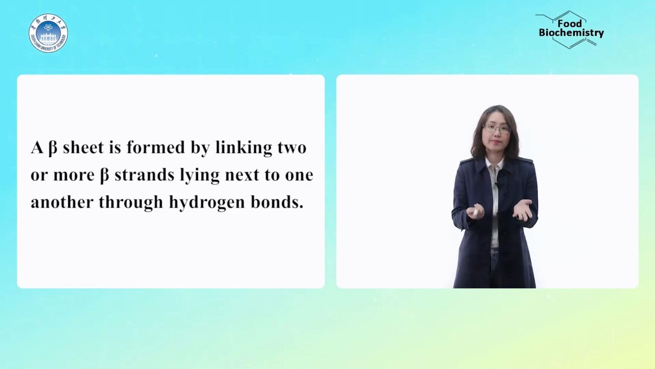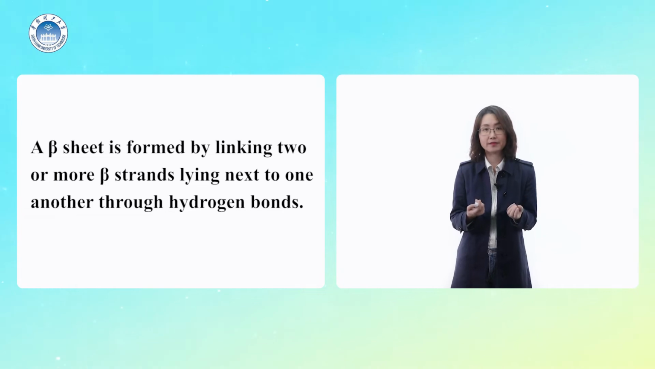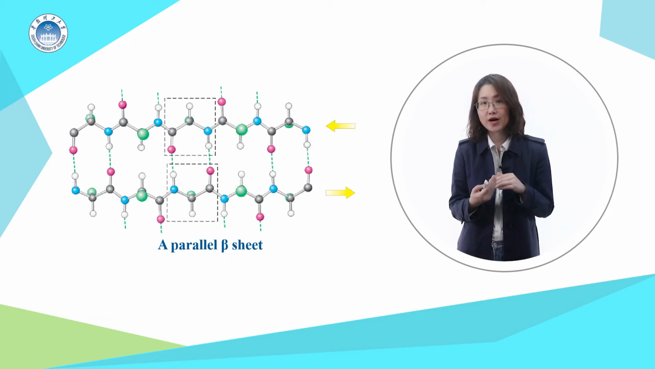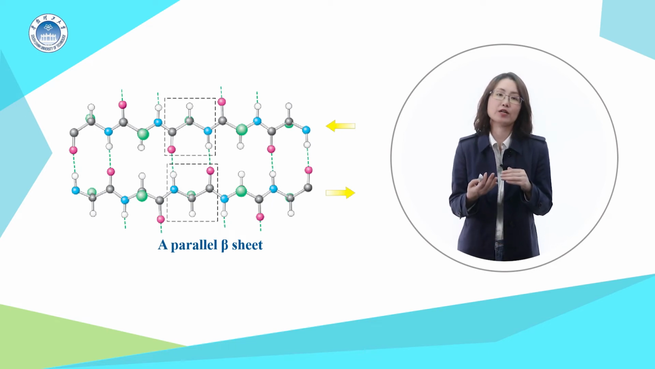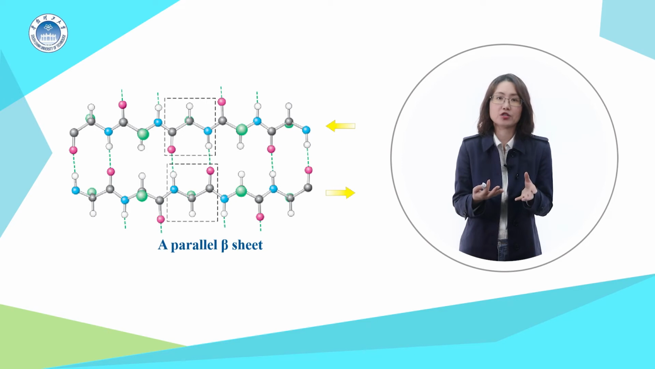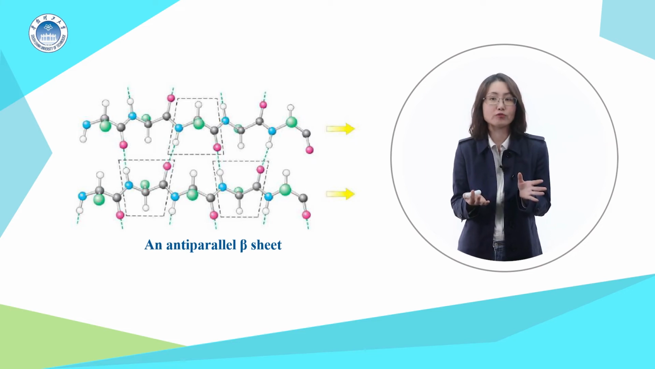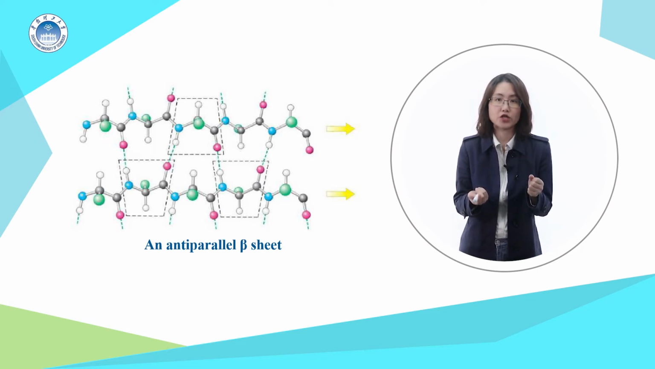So a beta sheet is formed by linking two or more beta strands lying next to one another through hydrogen bonds. Adjacent strands in the beta sheet can run in opposite directions, which we call the antiparallel beta sheet, or in the same direction, which we call the parallel beta sheet. In the antiparallel arrangement, the NH group and the CO group of each amino acid are respectively hydrogen bonded to the CO group and the NH group of a partner on the adjacent chain.